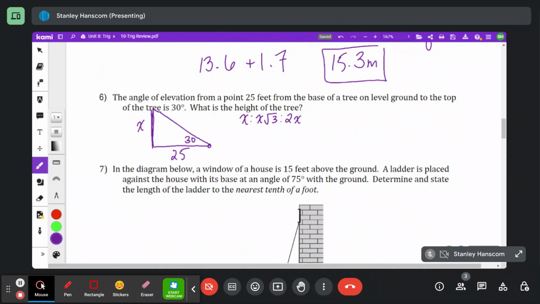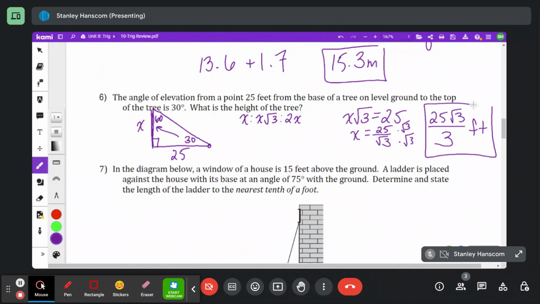We can see a side across from 30 is x. It's matching perfectly with my ratio. We have a right angle where the tree is growing. So a 60-degree angle is across from 25. So we now know x radical 3 is equal to 25. So if I divide both sides by radical 3, I get something that I am going to have to rationalize. So if I multiply that top and bottom by radical 3, I get 25 radical 3 over 3 feet. And that would be my exact answer.